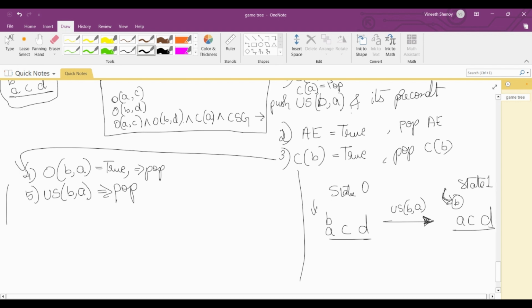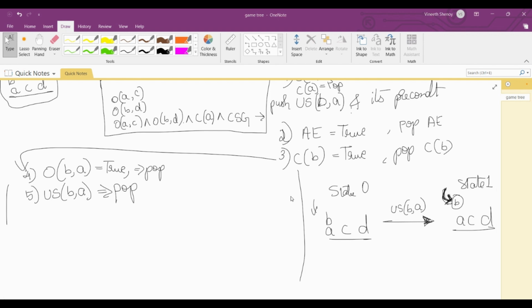As you can see, this is the arm over here, just an arrow. The arm is holding B. A, C, D is on the table. This is our state 1 after the unstack operation.